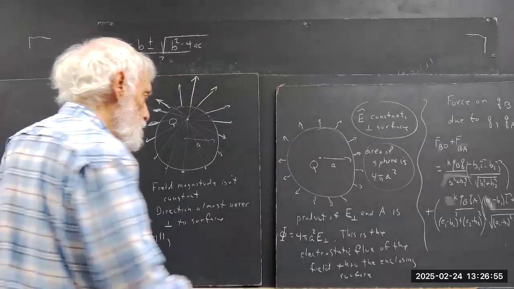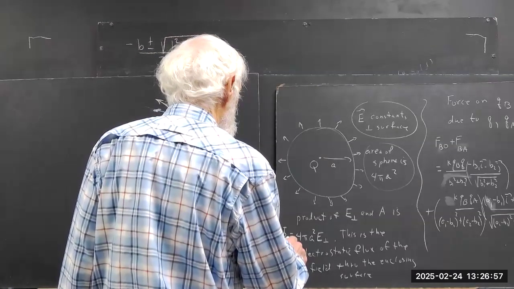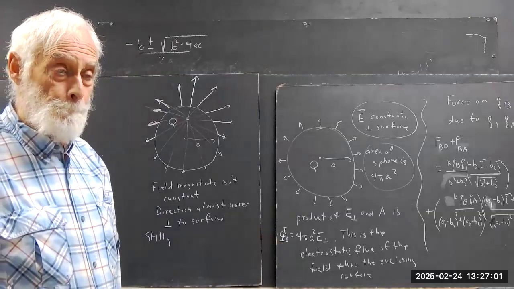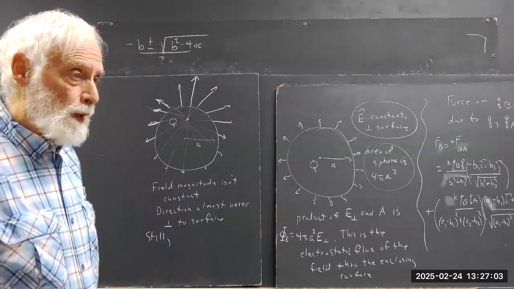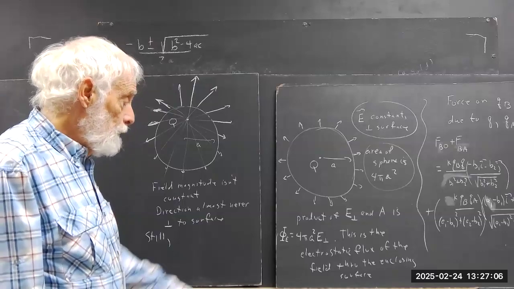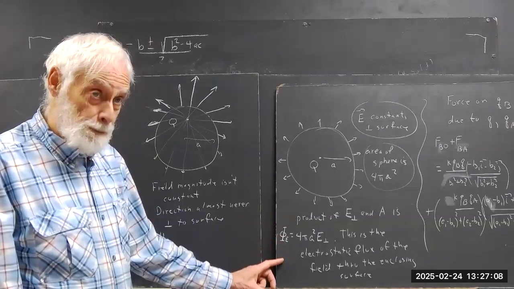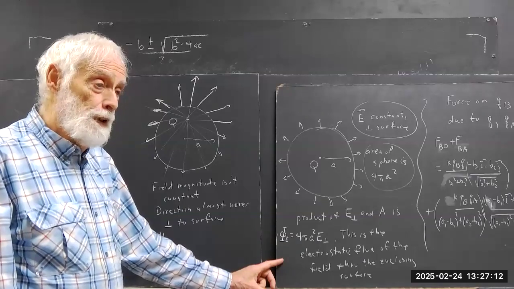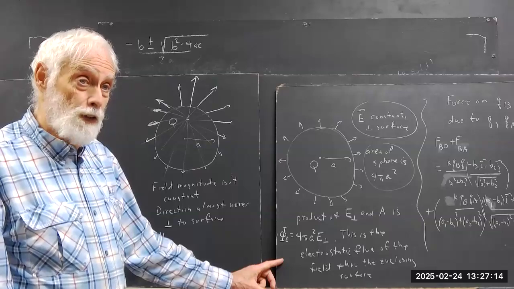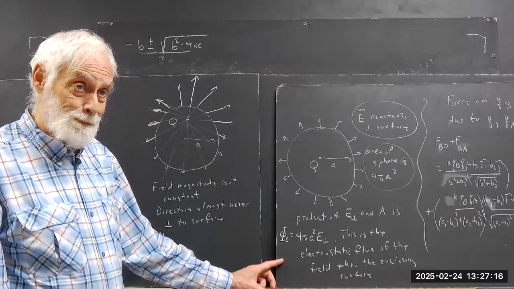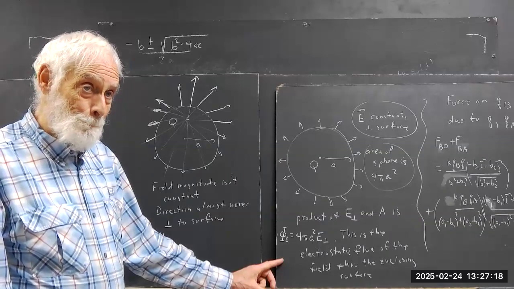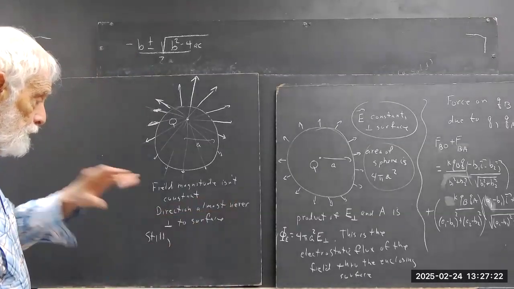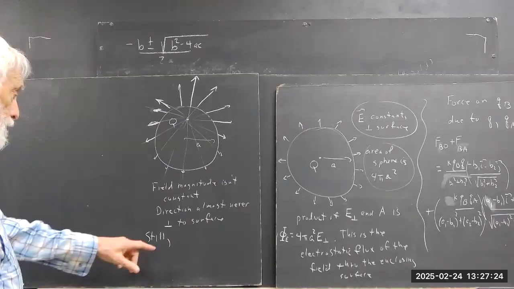Capital Phi sub E for the flux of the electric field. When we talk about magnetism, I'll be using phi sub B. When I'm talking about electrostatic potential, I'll use a lowercase phi with no subscript. And maybe I'll change notation on you, but for right now, we'll stay with that.